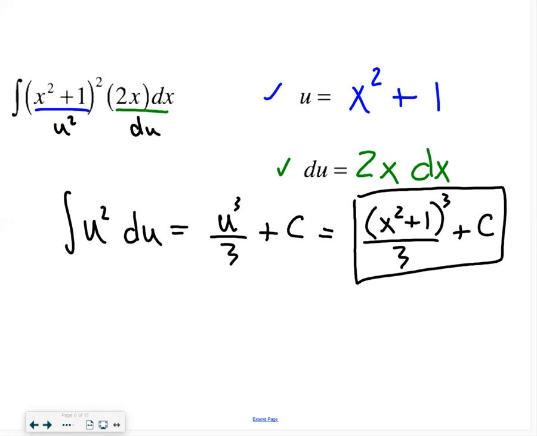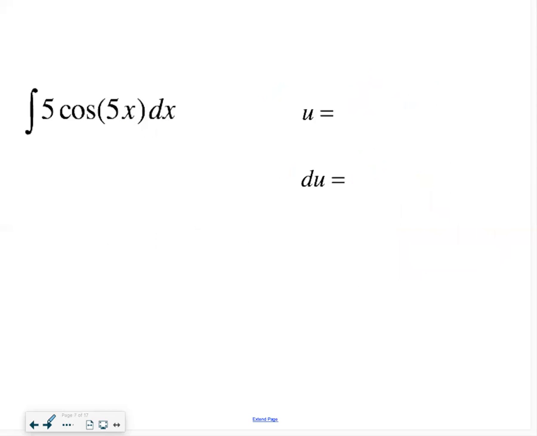Okay. All right, let's do a couple more. Do one trig one. Yeah, let's do 5 cosine 5x dx.